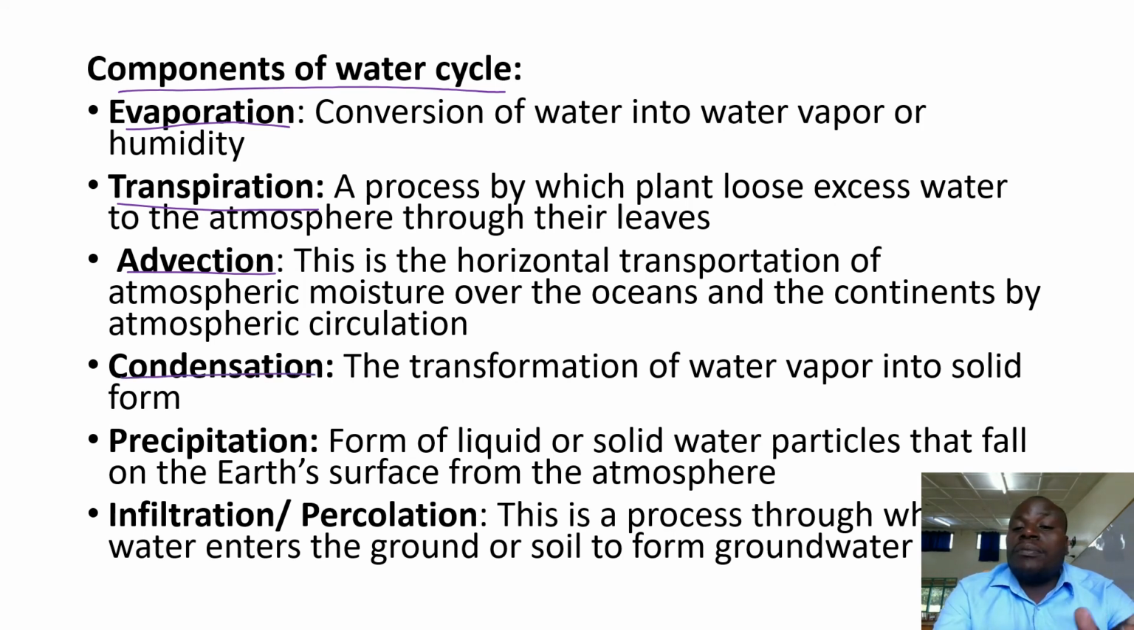Then we have condensation. This is the transformation of water vapor into solid form. We have precipitation. This is liquid or solid water particles that fall on the Earth's surface from the atmosphere. Then we have infiltration or percolation. It's a process through which water or rainwater enters the ground or soil to form groundwater.